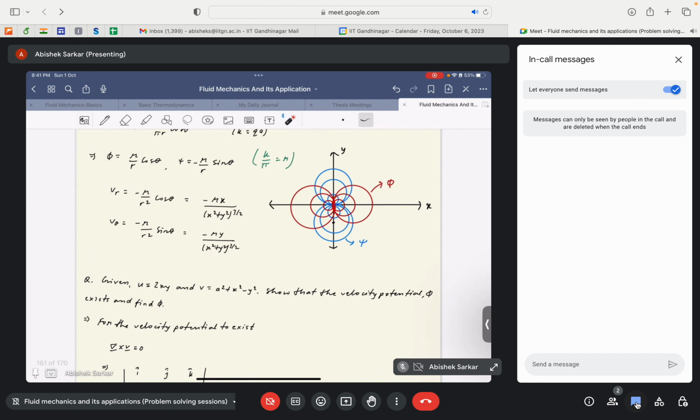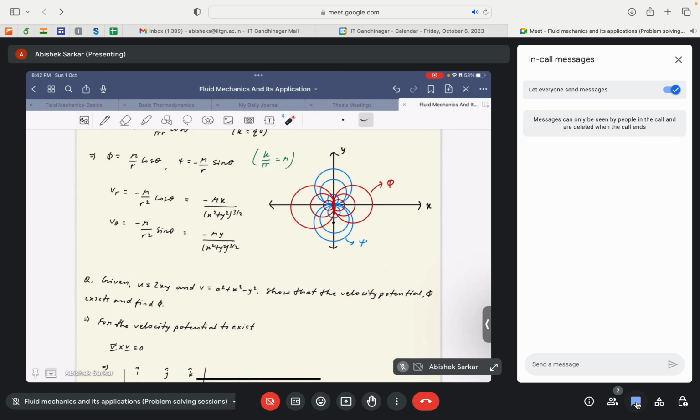I hope it was quite clear why the potential function is useful, and how by knowing the potential function we can determine the stream function and then the velocity components. We can determine the velocity components from the potential function as well, but the beauty is in their coexistence rather than their individual existence.